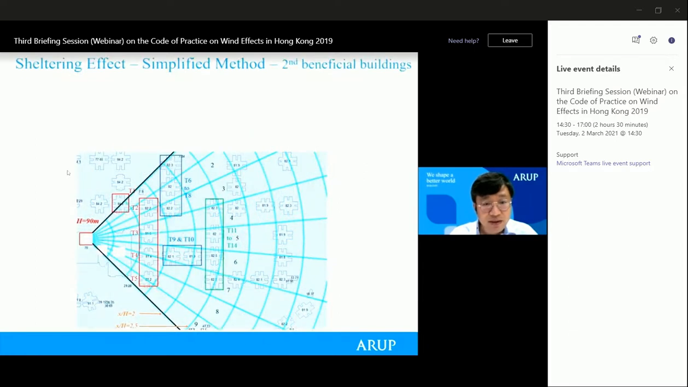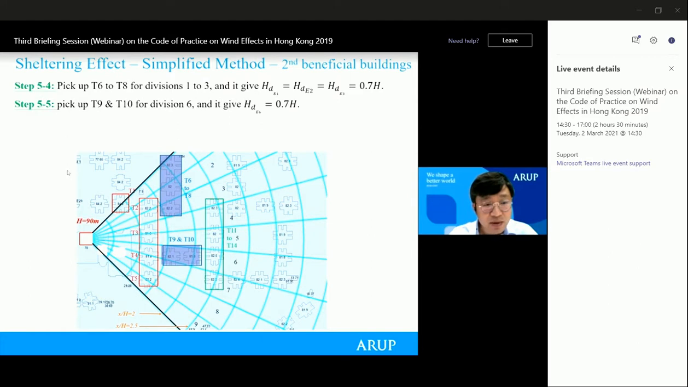After that, we are going to identify the second most beneficial building. The first most beneficial building has been highlighted in the red box. The second most beneficial building is selected from the remaining buildings. First, we pick up Tower 6 to Tower 8, which also gives the full sheltering of 0.7 H as displacement height, and they cover divisions 1 to 3. Then we pick up Tower 9 and Tower 10. They also give a full sheltering that covers division 6.